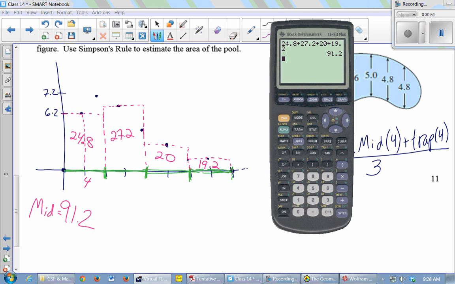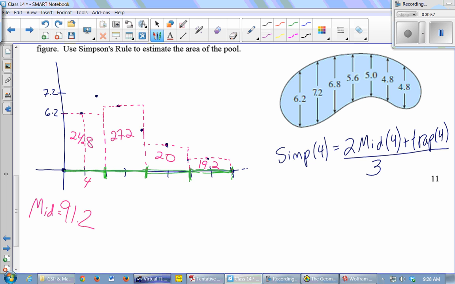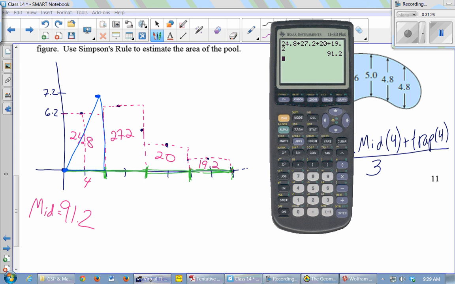Then I'm going to find trap with 4 intervals. So I'll use another color here. For trap, I have to use the same width. So I have to take the endpoint at each end of the interval and connect it with a straight line. So here I end up with a triangle that has base 4 and height 7.2. So 7.2 times 4 divided by 2 is 14.4.